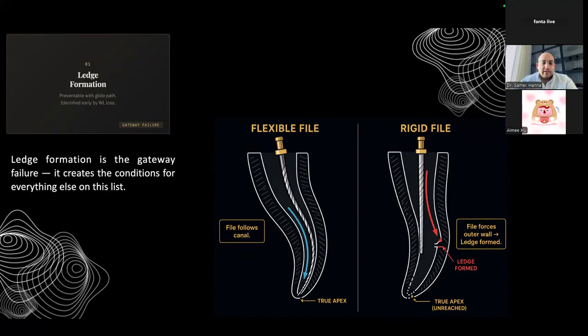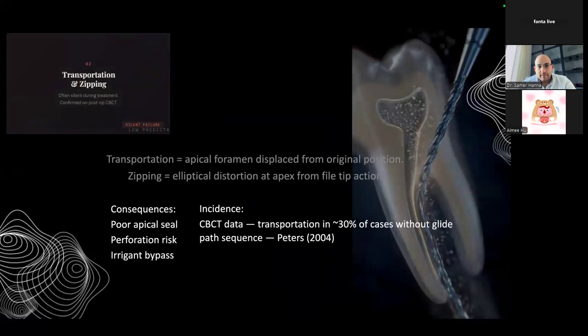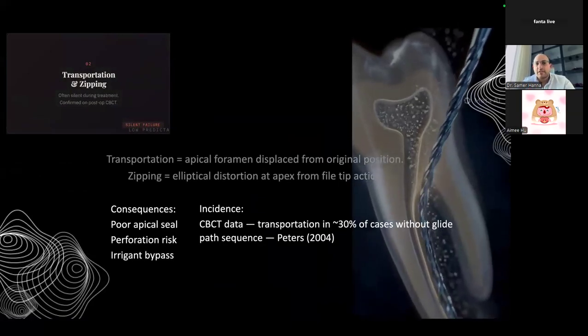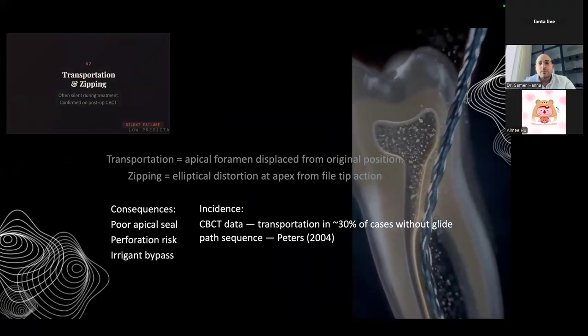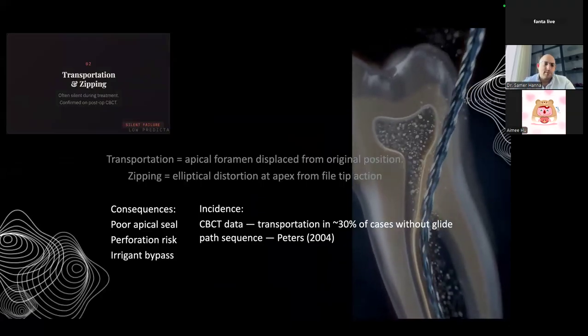And as we said in a little bit, that ledge formation is a gateway failure. It creates the conditions for everything else on this list to be achieved. Another type of failure is transportation or zipping. I guess we all know the differences between transportation and zipping.